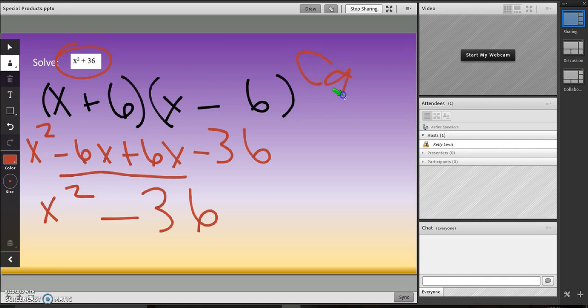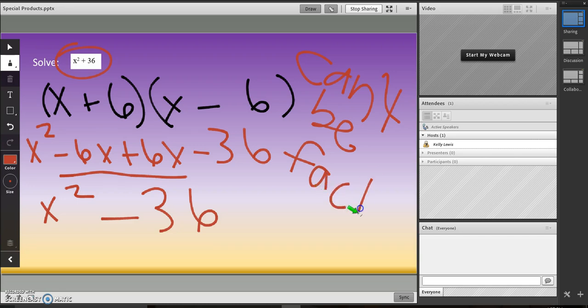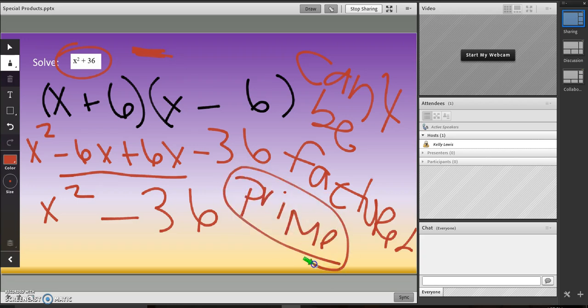All right, so it cannot be factored, because you need a minus sign. This is called prime, so you know. I don't care if you write prime or cannot be factored. Just know that it can't be factored. If you want to do both minus 6's and try that out, it's not going to factor. If you want to do both plus 6's, it's not going to come out correct.